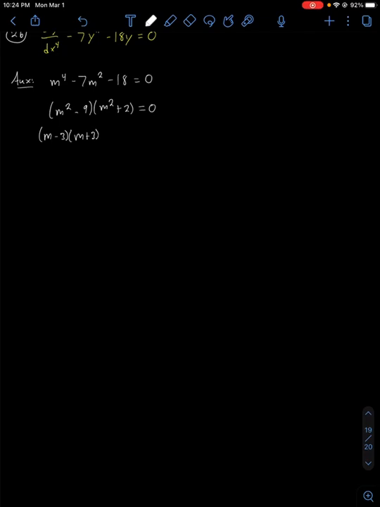And then the second one, I can use the quadratic formula, but I'm not going to use the quadratic formula. Actually, I'm not going to do that. No, I don't have to do that. I'm just going to set that equal to 0. Set this equal to 0, and then set m squared plus 2 equal to 0.